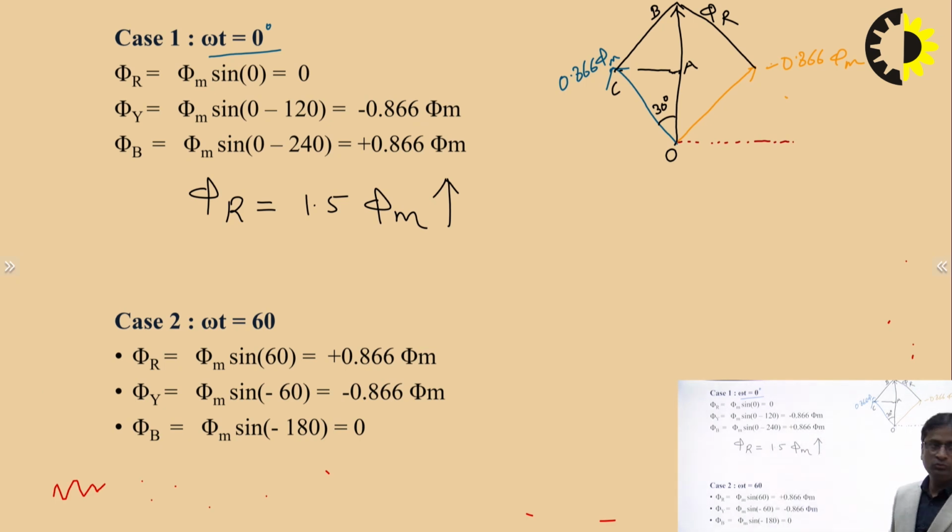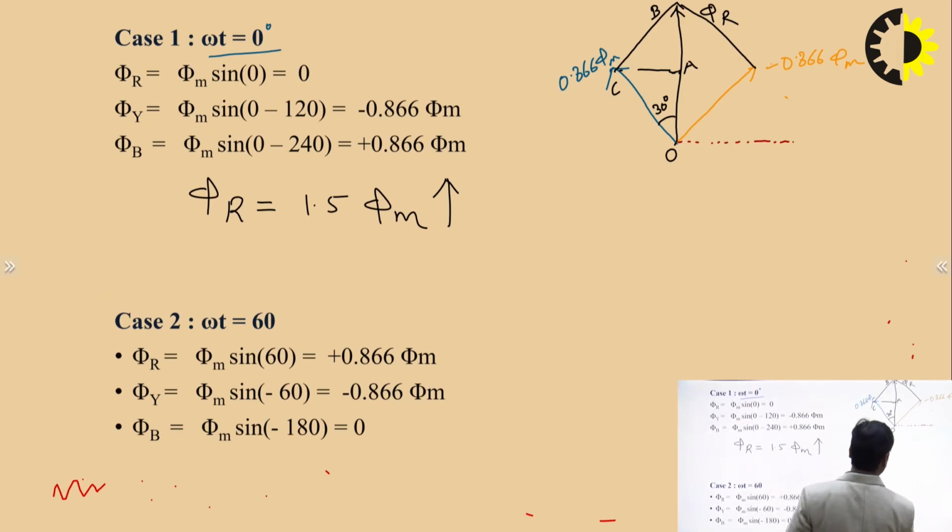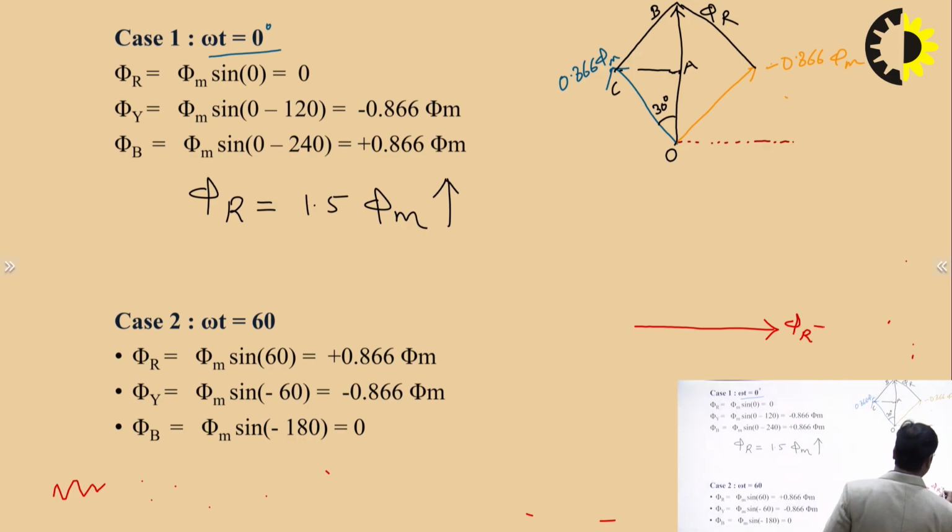So in case 2, if we draw the phasor diagram when omega t is 60 degrees, this is the phi r, phi r is equal to 0.866 phi m, and phi y is the negative of this, minus 0.866 phi m.